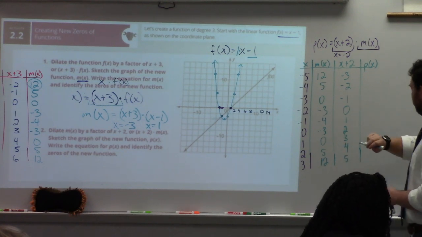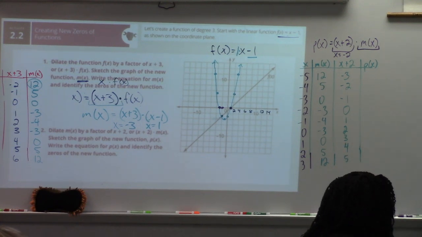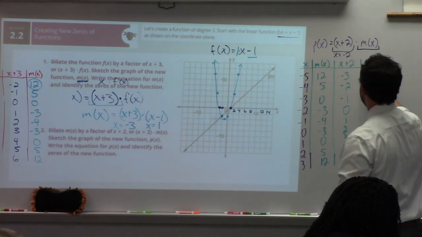And so how am I going to get p of x? Multiply m of x times x plus 2. It's just the dilation, it's the product.